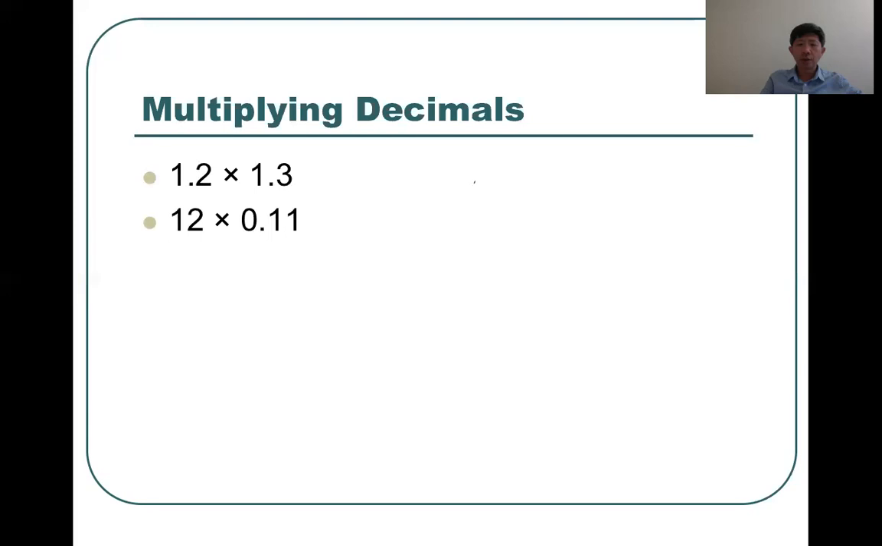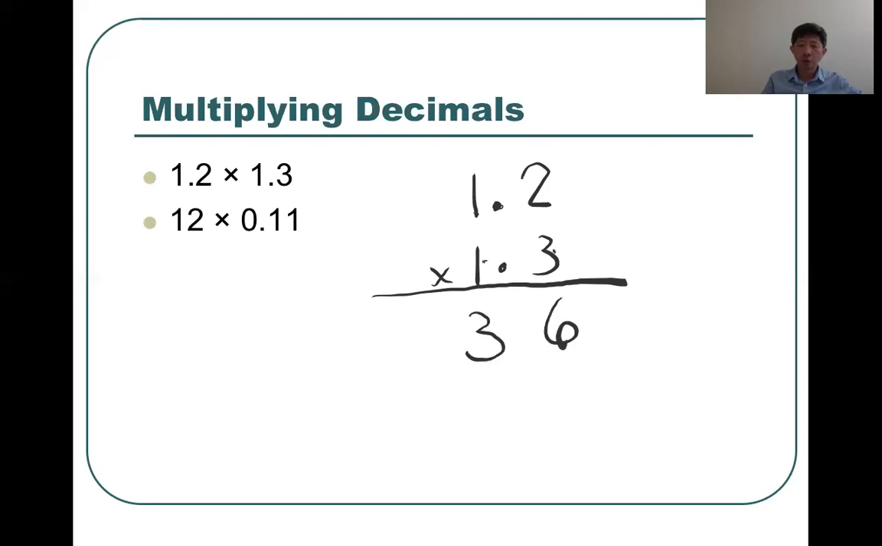I think many students would do the problem like this. They take 3 times 2, get 6. Take 3 times 1, get 3. 1 times 2, get 2. 1 times 1, get 1. Right? And then for the final answer, they line up the decimal point.